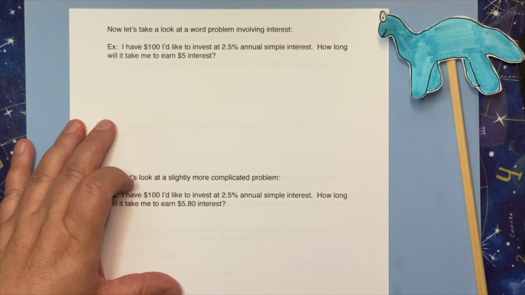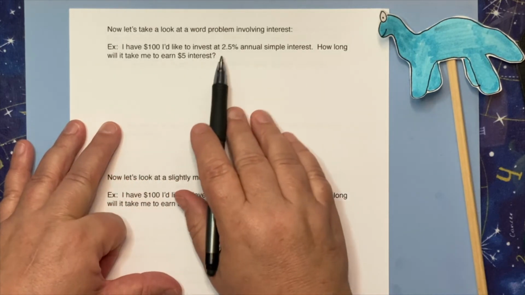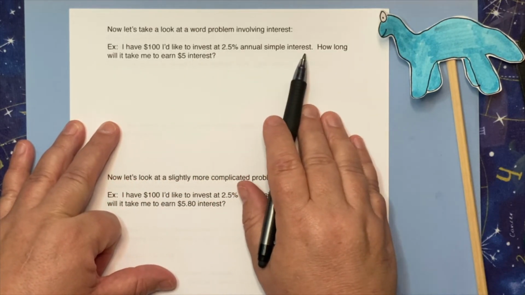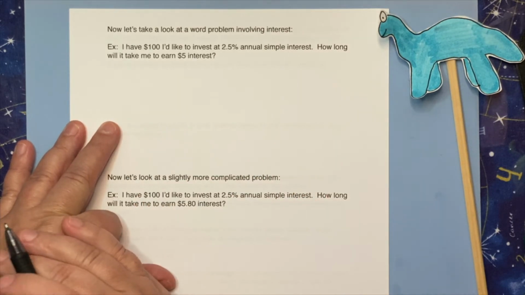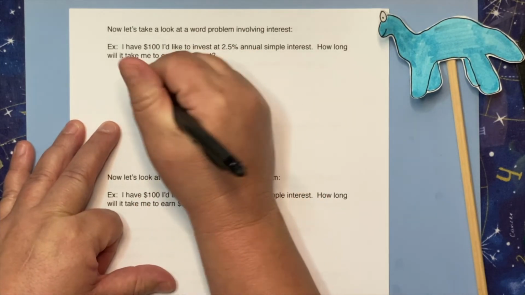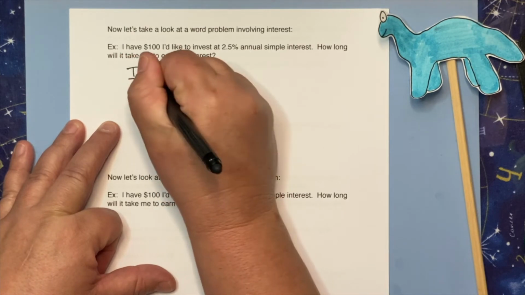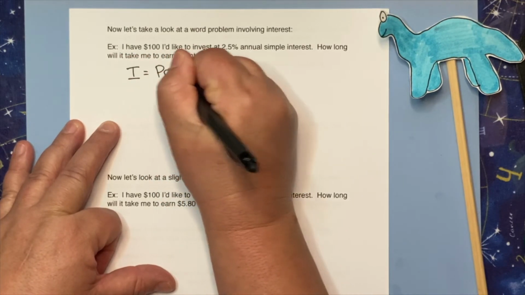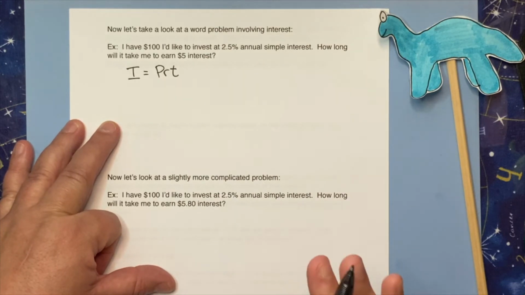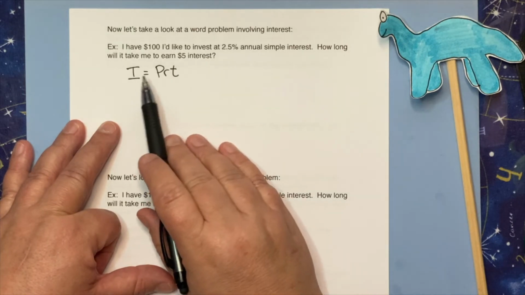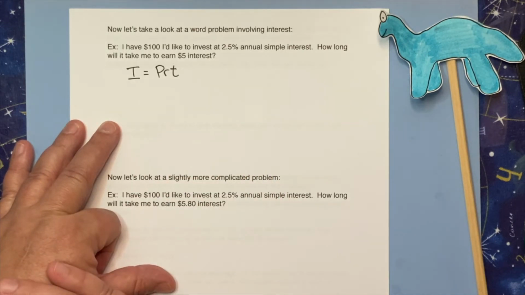So I have $100 I'd like to invest at 2.5% annual simple interest. How long will it take me to earn $5 in interest? So I'll remind you the formula is I equals P times R times T, and some of these letters are uppercase and some of them are lowercase. I and P are both written as uppercase, and R and T are both written as lowercase.